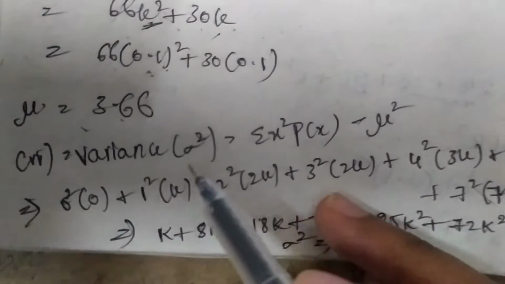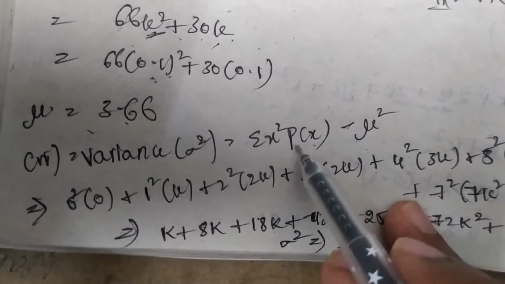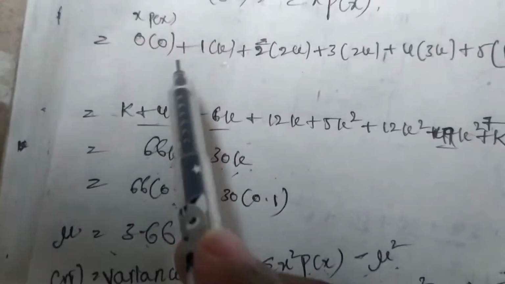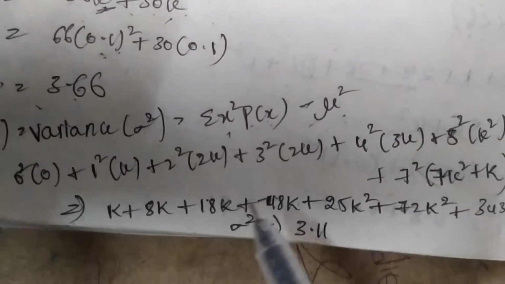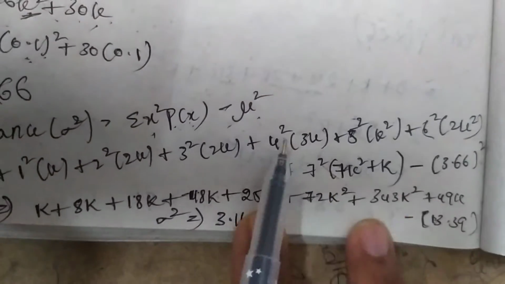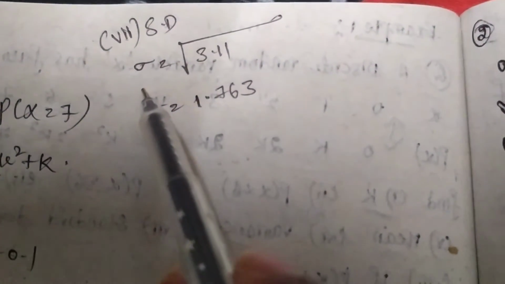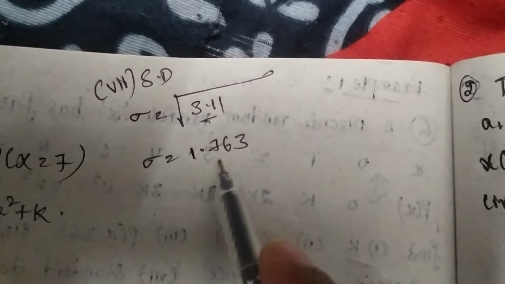Now we have to find the variance. Sigma square equals summation x square P(x) minus mu square. X square means we have to square the x values and multiply by the P(x) values, as follows. By adding this and calculating in the Casio, we get sigma square, the variance, equals 3.11. Now the standard deviation SD equals sigma, the square root of sigma square. The sigma square value is 3.11, so we get SD equals 1.763.